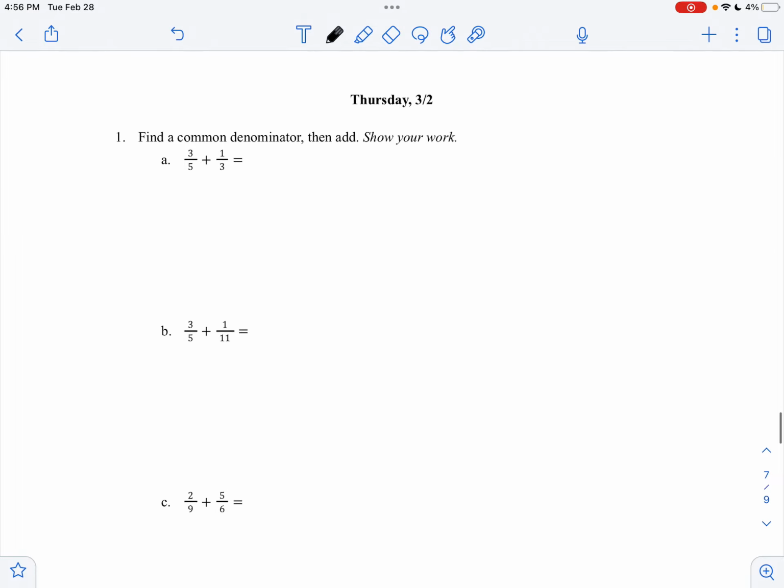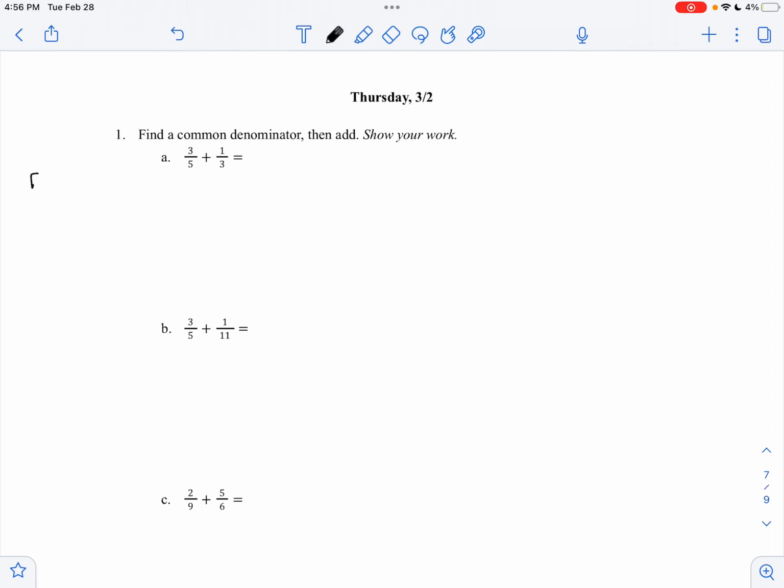Your last night of homework is Thursday, and in Thursday, we simply have a review of fractions. First, problem 1 is a few opportunities to find a common denominator, then add. The easiest way to find a common denominator is to find the least common multiple of your two denominators.